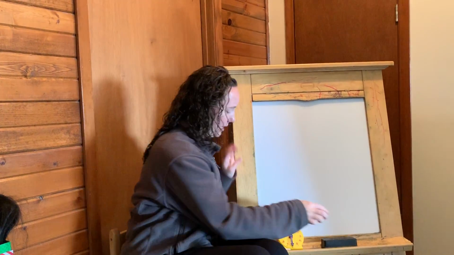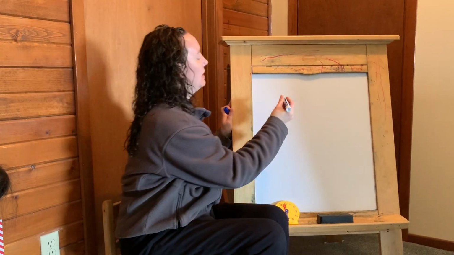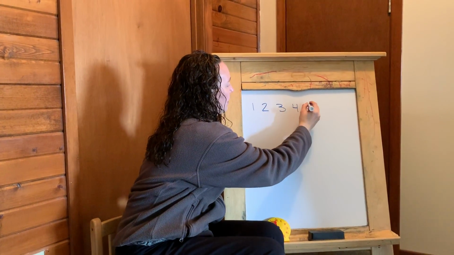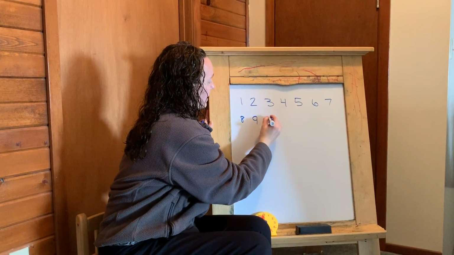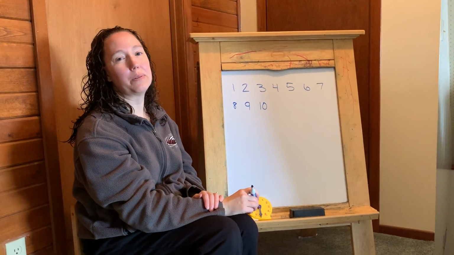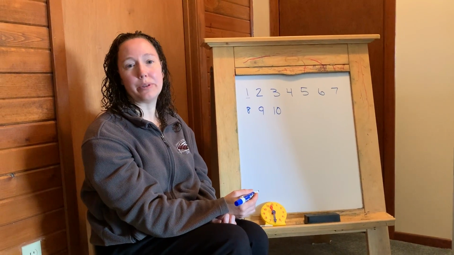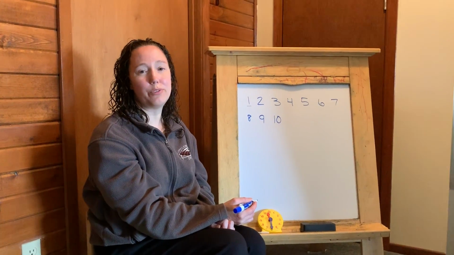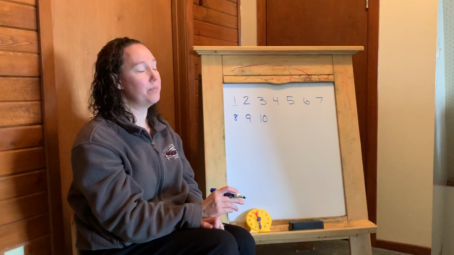Let's also do some odd and even work. So I'm going to put my numbers. I'm going to go 1 through 10. 1, 2, 3, 4, 5, 6, 7, 8, 9, 10. Is 1 an odd number or an even number? It's going to be an odd number. Remember, when you have an odd number, think about if it has a friend or not. If there are no friends, if some person is left by themselves, then it's an odd number.